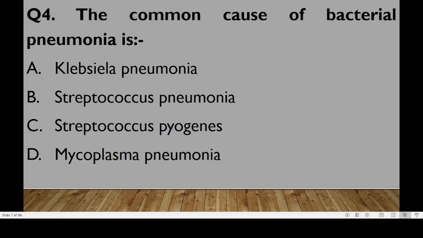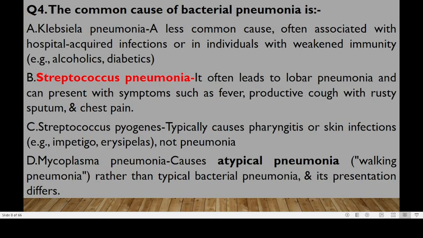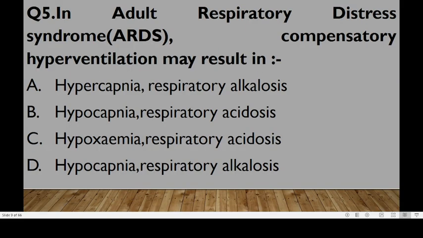The most common cause of bacterial pneumonia: most infections are caused by Streptococcus pneumoniae. It normally leads to lobar pneumonia and can present with symptoms such as fever, productive cough with rusty sputum, and chest pain.